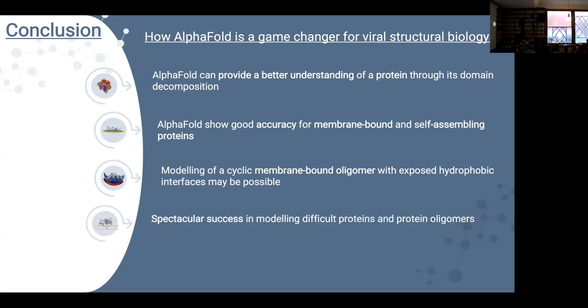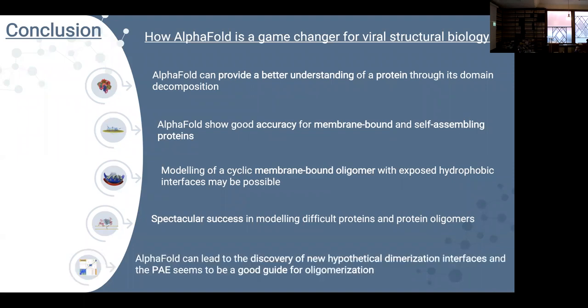And this is my next point. AlphaFold shows spectacular success in modeling difficult proteins and protein oligomers. And if you want to look at oligomerization, you should definitely also look very closely at the PAE matrix. And if you don't know exactly what you are looking at, I suggest you look at the ChimeraX software, which is very great because it can take the PAE matrix as input as well, and you can see the interaction between the different parts of the protein based on that. And you have a YouTube tutorial on the channel.